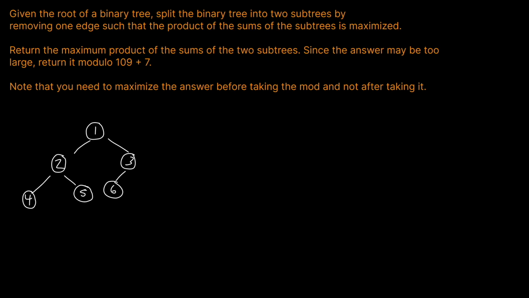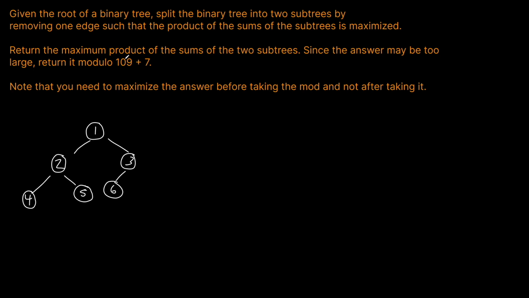Today we're going to be solving Leetcode problem 1339, maximum product of split binary tree. Given the root of a binary tree, split the binary tree into two subtrees by removing one edge such that the product of the sums of the subtrees is maximized. Return the maximum product of the sums of the two subtrees. Since the answer may be too large, return it modulo 10 to the 9th plus 7.